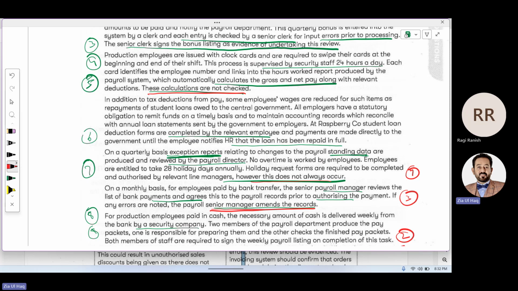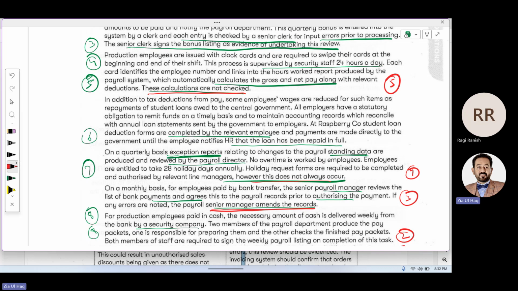So we have identified the control. This was the control. But even a system could calculate wrong. We can identify both controls. If the system is not taking the correct rate or correct hours, because those hours have been inputted wrong, there should be an arithmetic check performed by a separate person to identify the errors.